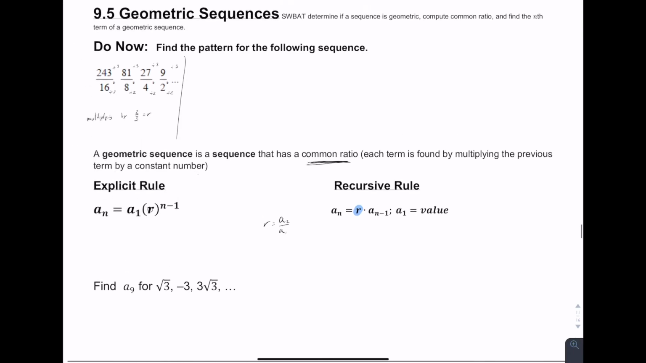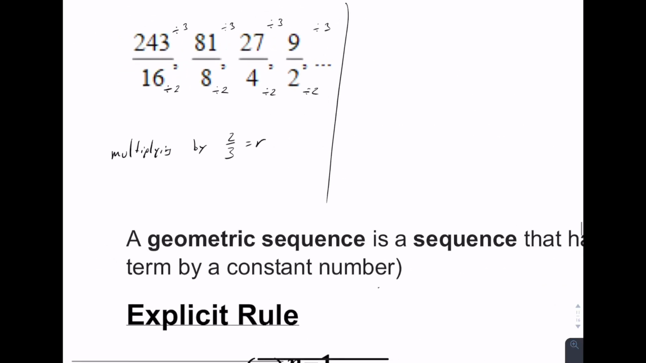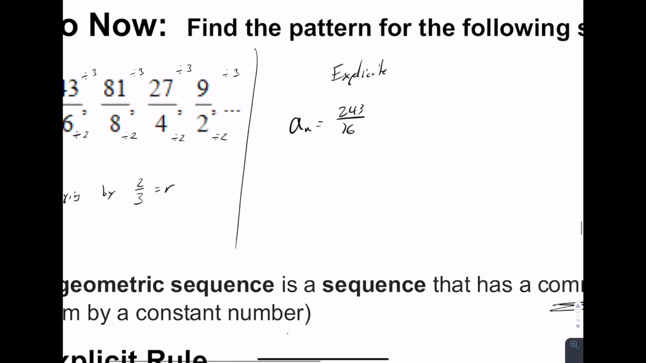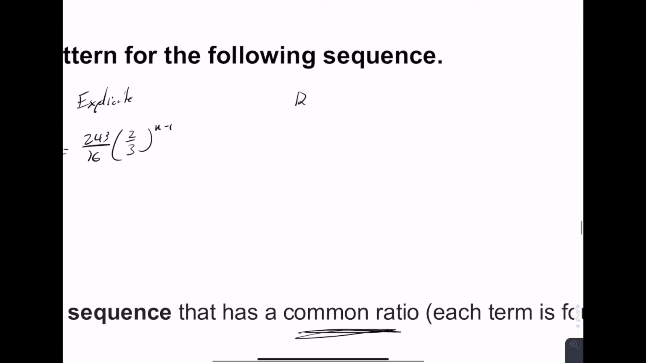So now we can redo the do now. R is 2/3. So an explicit formula, which is, I think, a little easier to build, is an equals, now it's 243 over 16, was my a1. That was the beginning. R is just 2/3, and then it's n minus 1 for the exponent. You just have to write it that way. Now for recursive, which depends on the previous term, it's an equals 2/3, which is your R, times an minus 1, and then you just got to tell me your first term. A1 equals 243 over 16.